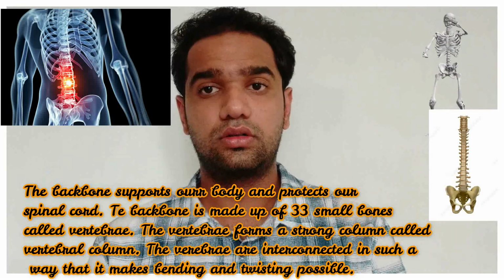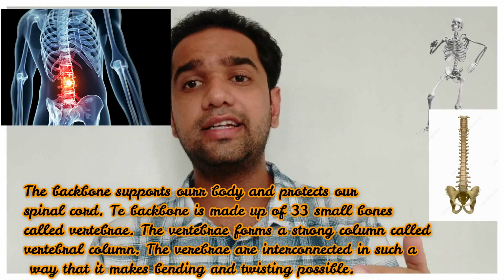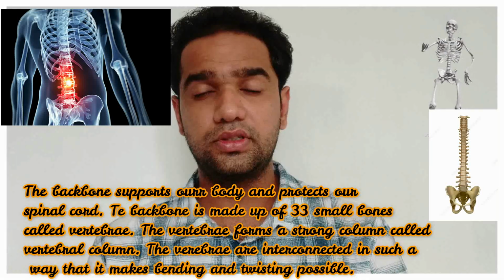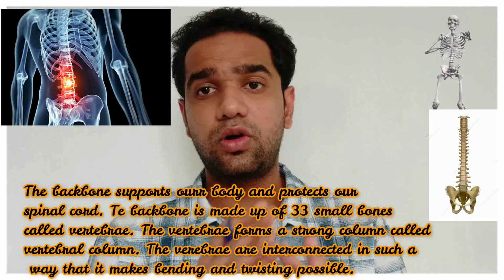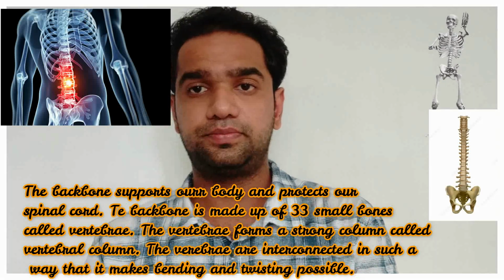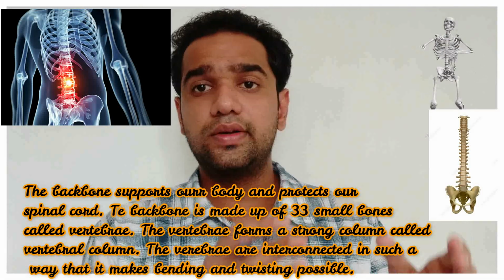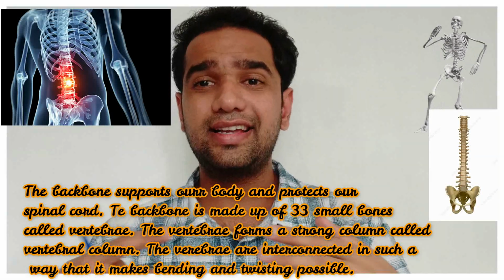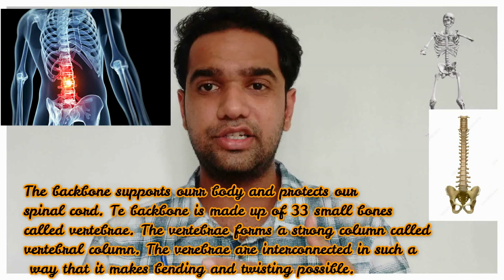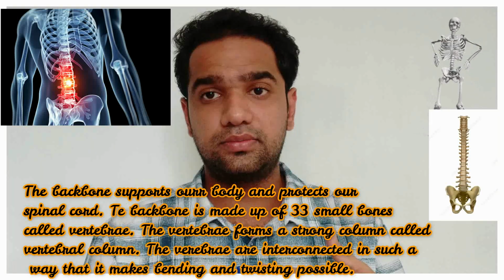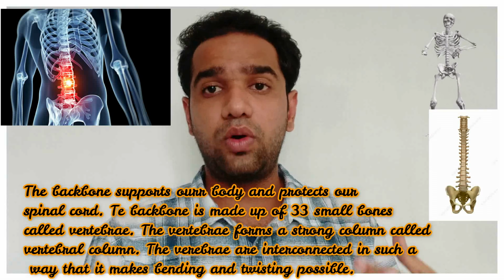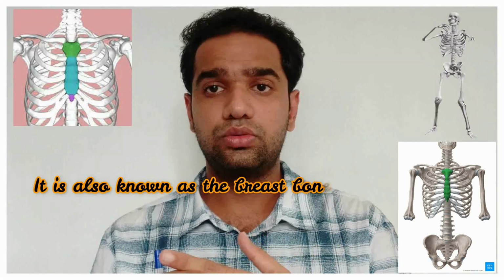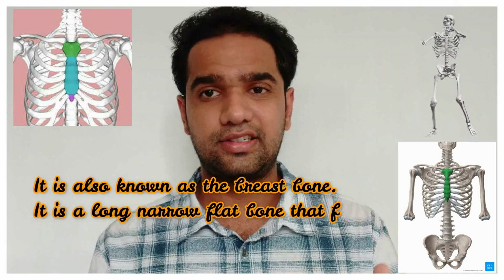Our backbone is made up of 33 small bones called vertebrae, which form a strong column called the vertebral column. These 33 small bones are interlocked or interconnected to each other, which allows our body to bend, twist, stand up or move around, etc.